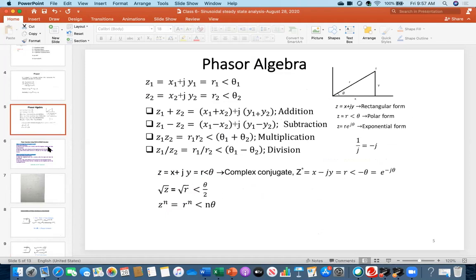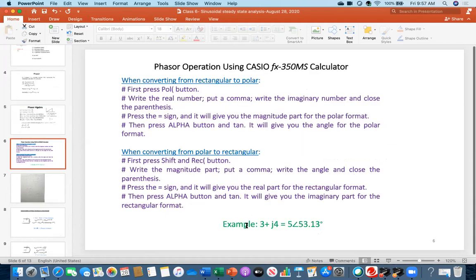And then for example, again just an example. Everybody look at the bottom of what I have written. 3 plus J4 equal to 5 at an angle of this. So that is the thing. With the help of a calculator, today everybody, you will be practicing with me. For example, this example first. 3 plus J4 is this. Or given the right side, can you go back to this format? We will be learning those things. Then we can solve any circuit problems. I think everybody is understanding what I am telling.